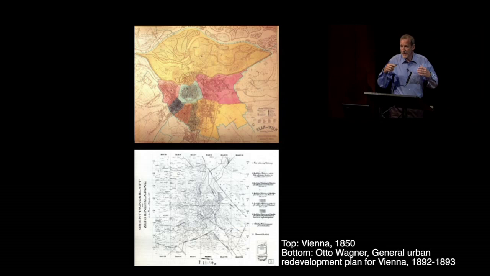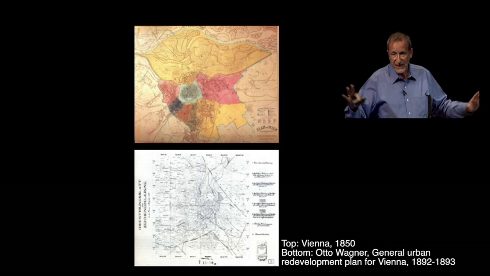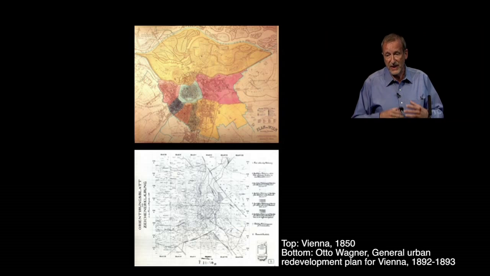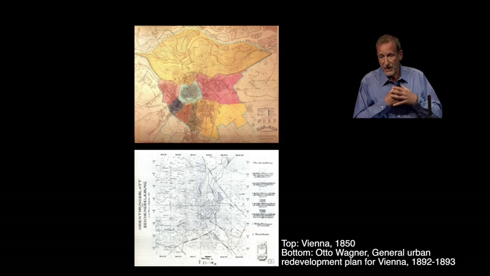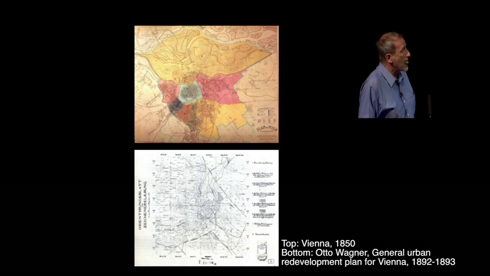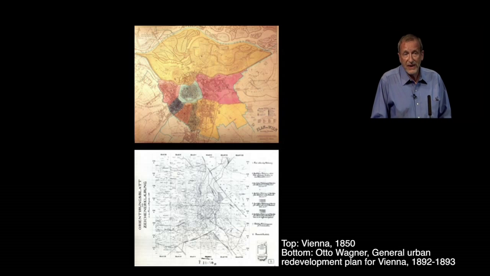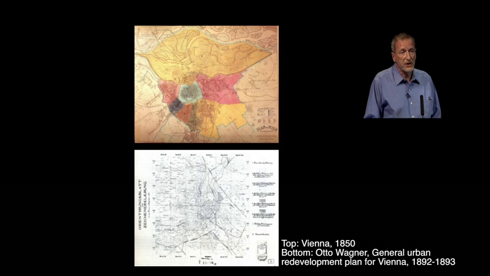And by decreeing that the walls should be knocked down, the city could expand, and new, especially architectonic opportunities existed. Wagner in 1893 became, was, how do you say, named responsible for artistic aspects of Vienna's urban development.